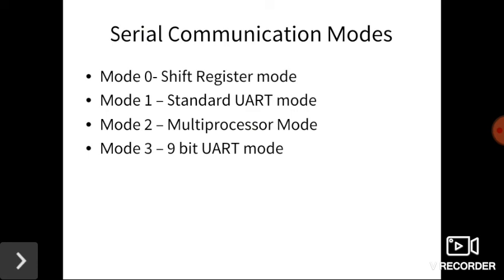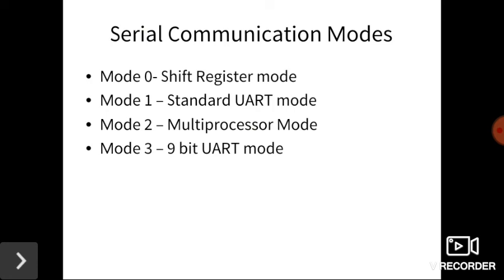Next one is mode 2. In this mode, the serial port operates as a 9-bit UART. In the previous tabulation we saw that 11 bits are transmitted or received. These 11 bits are a start bit, always 0, then 8 data bits, LSB first, then a programmable 9th bit and the stop bit. The programmer can define the 9th bit as TB8 in SCON, and it can be used as a parity bit of the data byte. This is mode 2, multiprocessor mode.